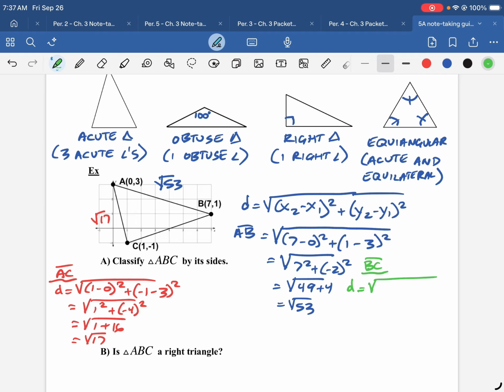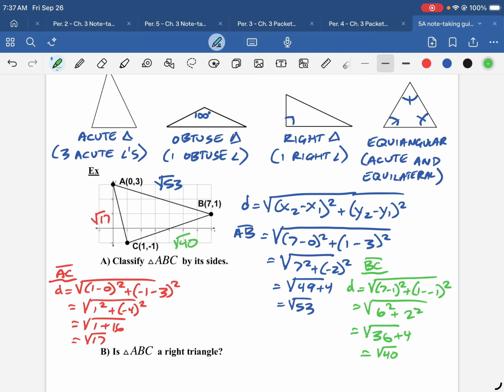Okay, so for my x's, 7 minus 1 and square. For my y's, I'll do 1 minus negative 1. All right, so 6 squared plus 2 squared. I got the double negative there, right? So that's going to be 36 plus 4. That comes out to the square root of 40.